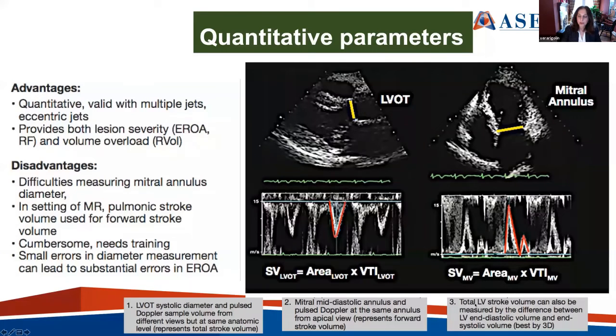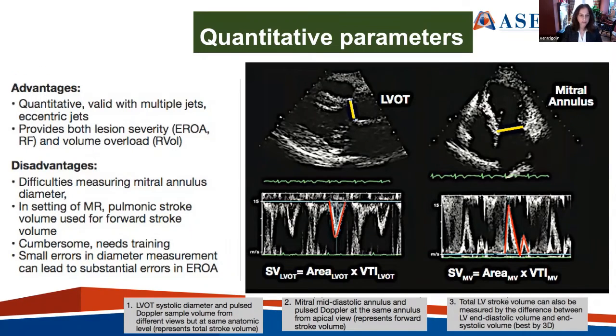We can also use the total stroke volume from the left ventricle, assuming that there's not significant mitral regurgitation. You can take the end diastolic volume minus the end systolic volume, and that will substitute for this value here. And so the advantages here: it's quantitative, it's valid with multiple and eccentric jets, and provides both lesion severity and volume overload information.